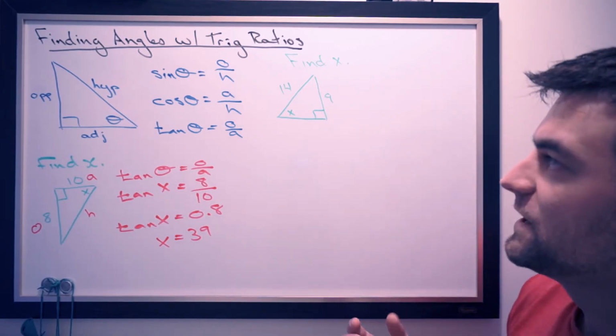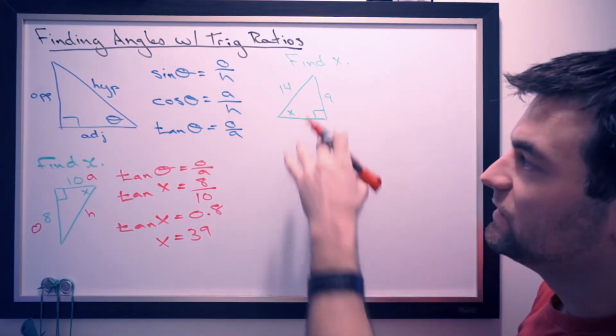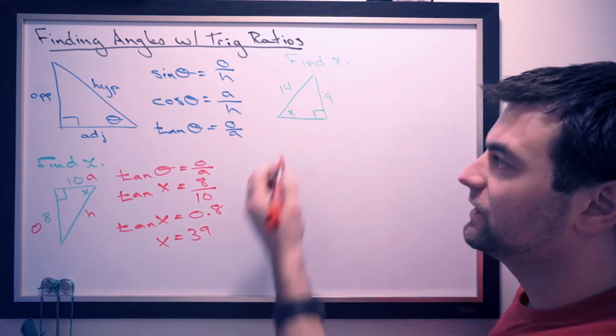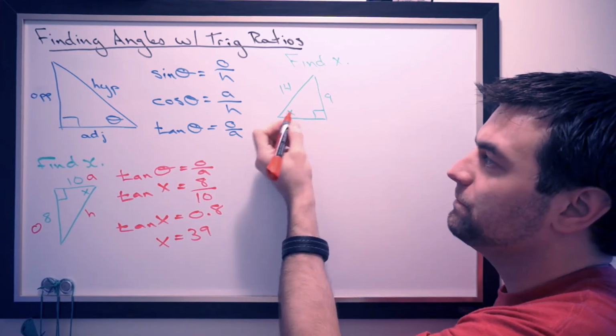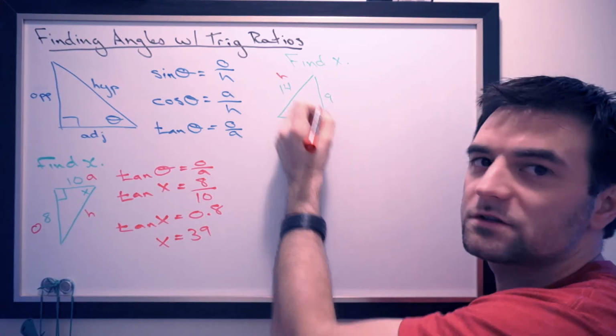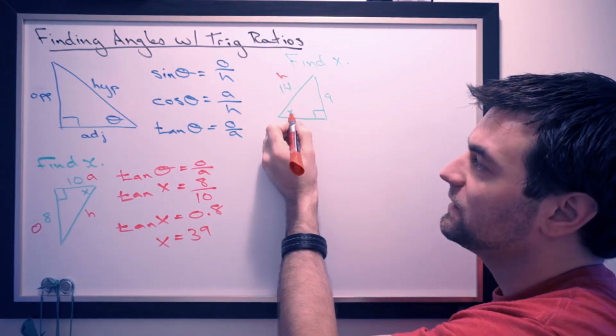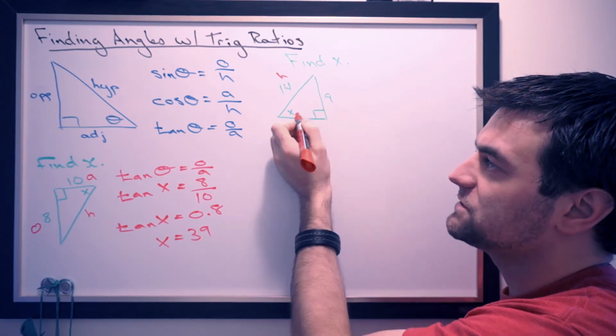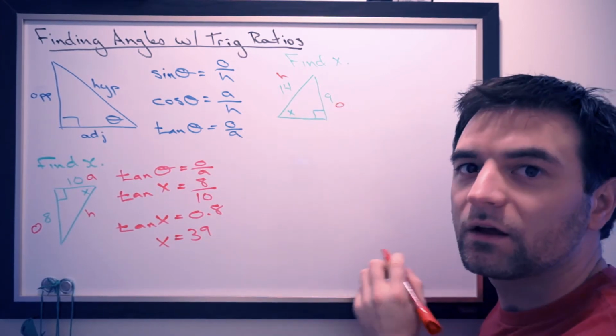Let's take a look at another example. So again, we have a different position on the triangle here with the x down here now. The 14 would be the hypotenuse. It's across from the right angle. And here, the 9 is not touching the angle, so it's the opposite side.